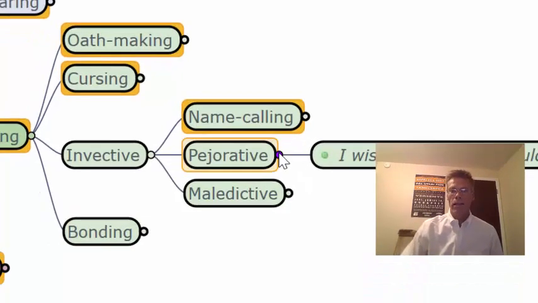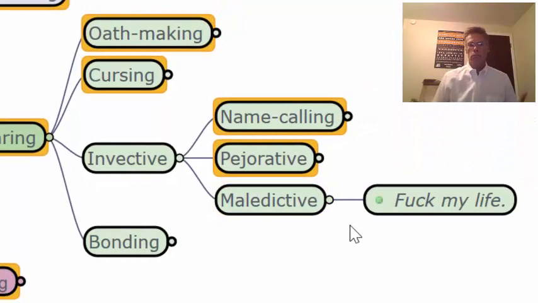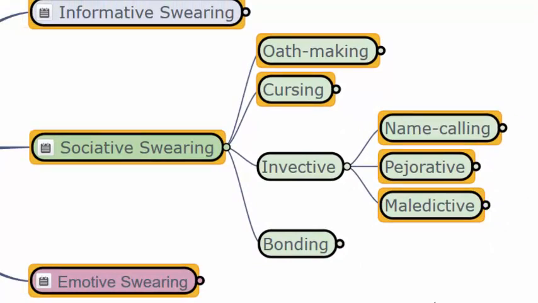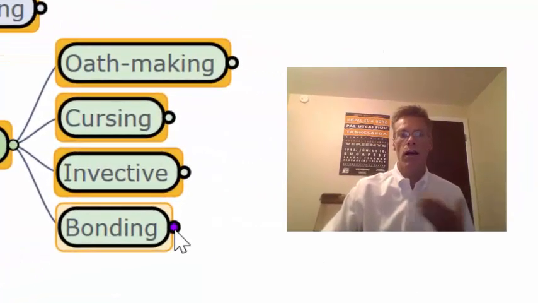And then finally, we've got maledictives, which are just these constructions that we've got for insulting things or others and so on, like fuck my life or fuck you or damn you or eat shit. Those are maledictives.